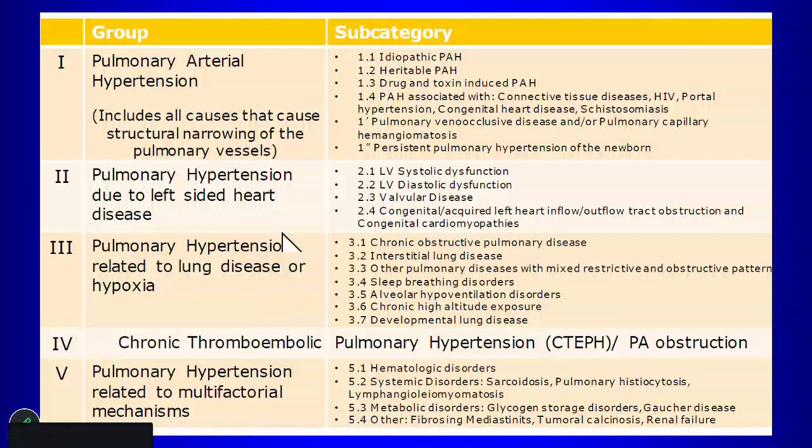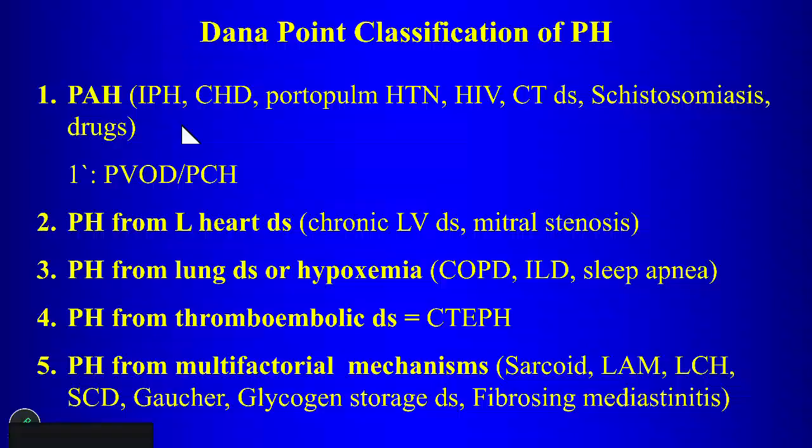This is the Dana Point classification, the different classification scheme for pulmonary hypertension. You don't have to know all these guys, but it is fair game on exams for you to know what these groups are and what the difference is between the groups in terms of classification of these causes of pulmonary hypertension. So group 1 is pulmonary arterial hypertension. This can be idiopathic pulmonary hypertension, congenital heart disease, portal pulmonary hypertension. And then there's this group 1 prime, pulmonary veno-occlusive disease and pulmonary capillary hemangiomatosis, which we'll talk about later.